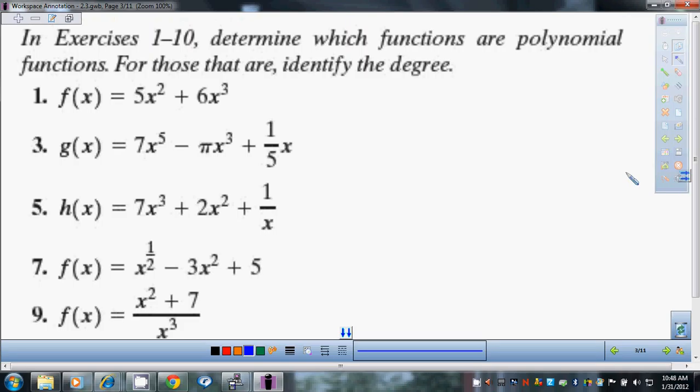Oh, and identify the degree. What would be the degree of this one? 3, highest power. This one? We don't worry about those.